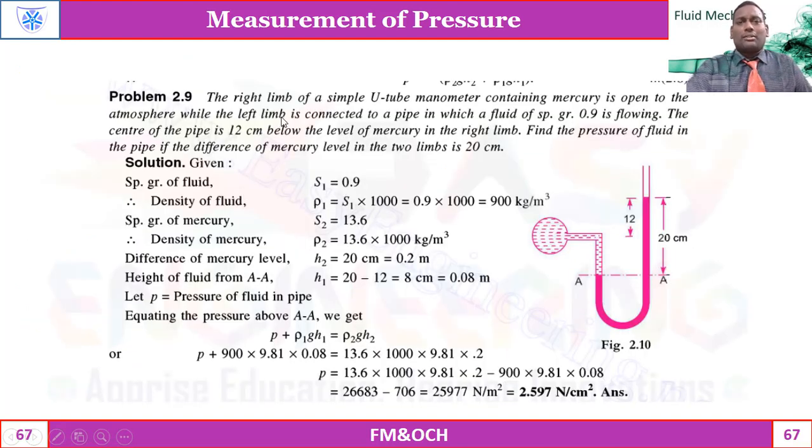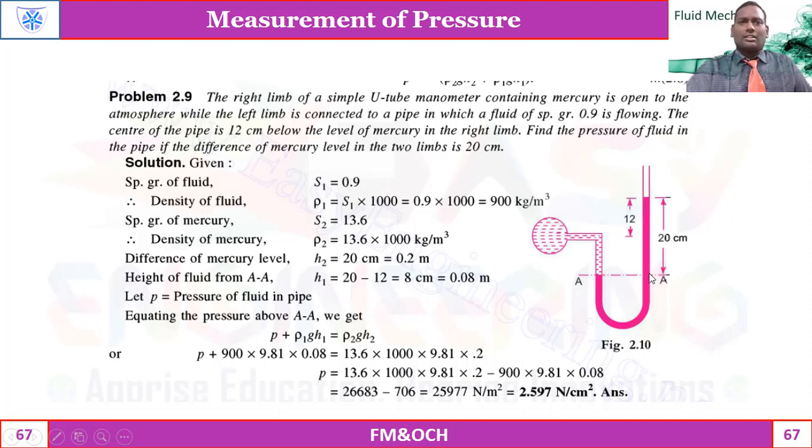Now the same problem with respect to the previous concept is shown here. The right limb of a simple U-tube manometer containing mercury is open to the atmosphere, while the left limb is connected to a pipe in which a fluid of specific gravity 0.9 is flowing. The center of the pipe is 12 centimeters below the mercury in the pipe. Find the pressure of the fluid in the pipe. The difference of mercury levels in the two limbs is 20 centimeters.